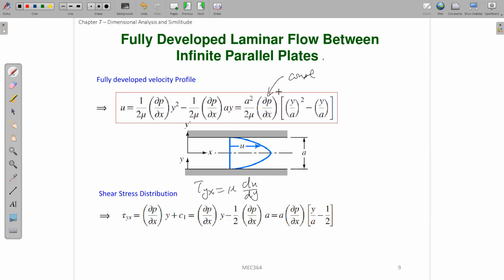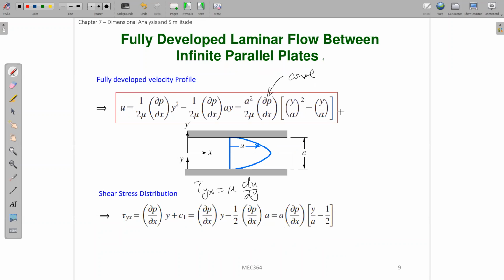You substitute this u into here. You can find that this tau yx will be equal to this value, a times partial p partial x, times y over a minus y over 2. So this is the result we find here.